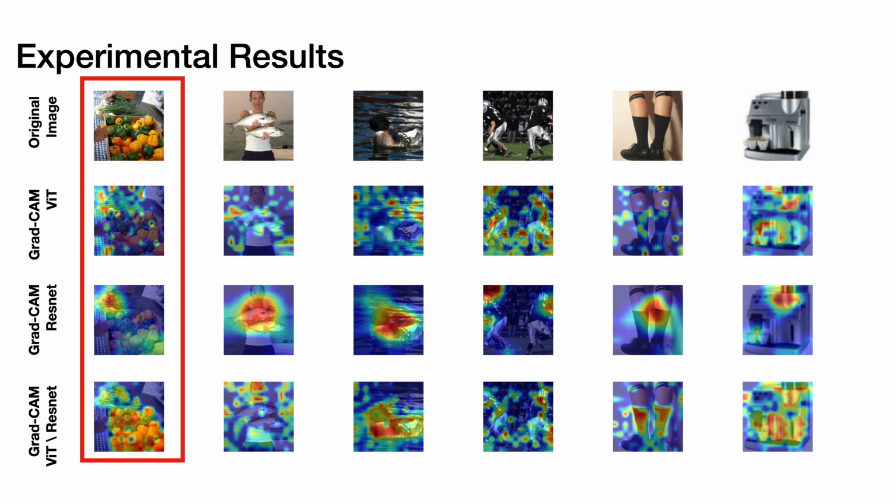For example, for the first column, we can see that initially ViT is looking at the upper right part, while ResNet also looks at that domain. But after removing the information of ResNet from ViT, the new ViT model is looking at the lower right part of the image, which is not focused by ResNet.